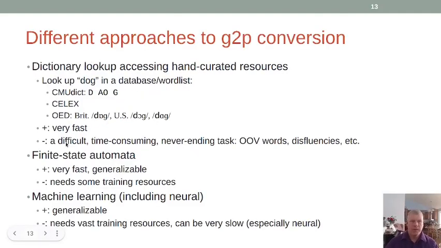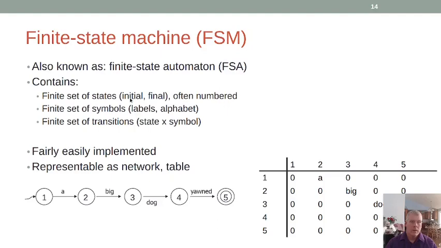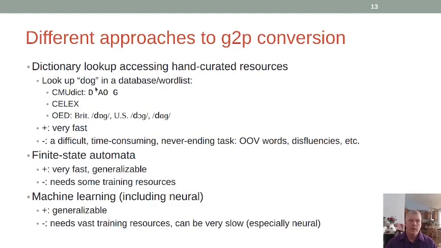So there are different approaches to doing G2P, G2P being short for grapheme to phoneme conversion. You can just have a dictionary lookup table or list, right? It's kind of like what I just showed you with the Carnegie Mellon University dictionary. Or if you want to look up dog, we would get this entry right here, or like in CELEX as well, or the Oxford English Dictionary. If you look it up, you can get pronunciations in there, right?